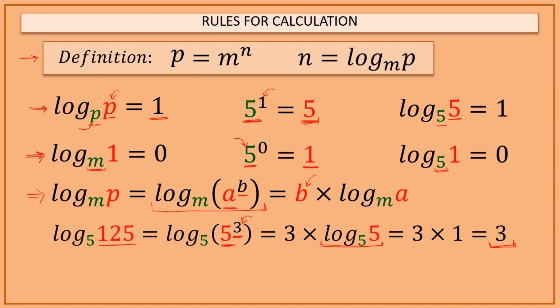So logarithm of any number p to the base m, where p can be expressed as a raised to the power b, can be simplified by taking logarithm of a to the base m and multiplying this logarithmic value with b.